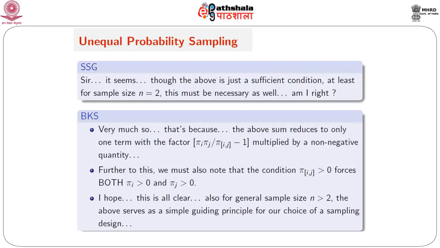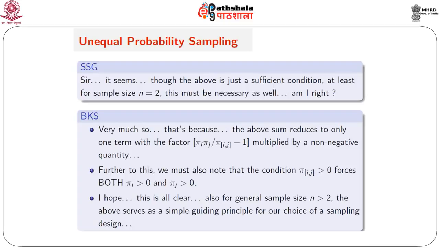Further to this, you must note that the condition pi ij strictly positive has to be enforced, and that also forces both pi i and pi j to be positive. You know, the inclusion and exclusion probability. Okay. I hope this is all clear to you.